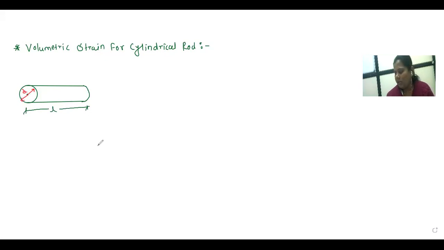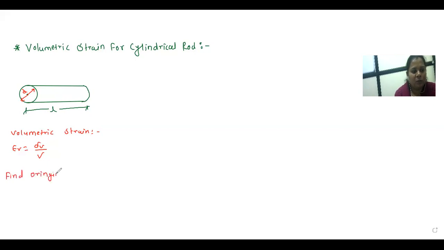Okay. So this is cylindrical rod having length L and diameter D. So we have to find out volumetric strain. So basic formula for finding out volumetric strain is epsilon V, which is equal to change in volume upon original volume. So first we will find original volume.